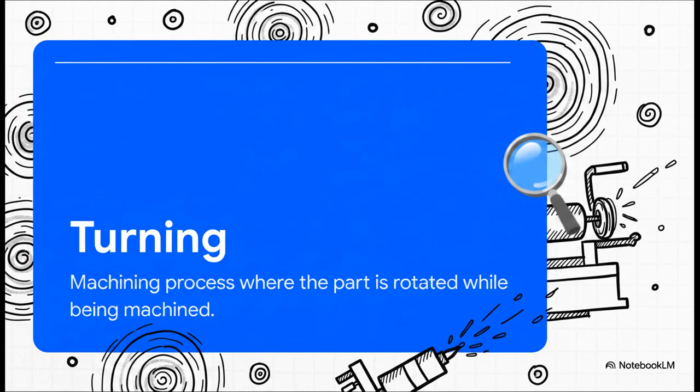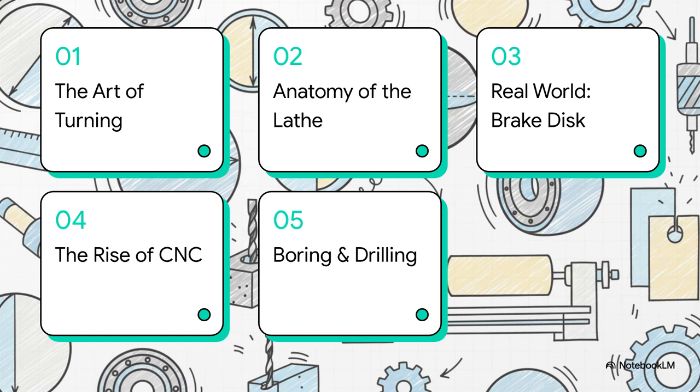Okay, so let's dive right in by defining the fundamental process that makes all of this possible, and that is turning. At its core, turning is a basic machining process where the part itself is rotated while a sharp cutting tool is pressed right up against it. So you're essentially spinning metal at remarkably high speeds against a stationary blade to systematically carve out a shape. It's literally peeling away layers of solid metal until that perfect, desired form emerges, like a giant high-speed apple peeler for steel.